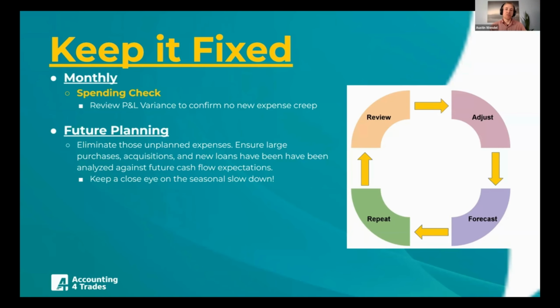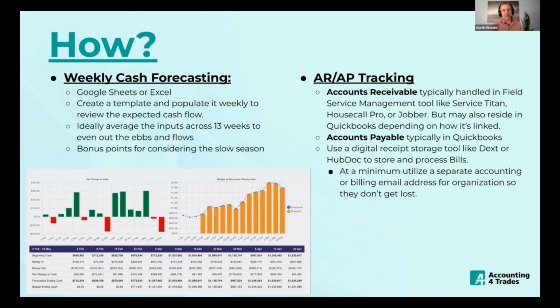Eliminate those unplanned purchases. So make sure that large purchases, acquisitions, new loans, they're all analyzed against your current and future cash flows and your seasonal downturn, and make sure you have the budget for it. And now this doesn't have to be fancy. You can do this with Google Sheets or Excel, and it's probably the easiest way to do it. You don't need fancy software. You probably already paid for the software.